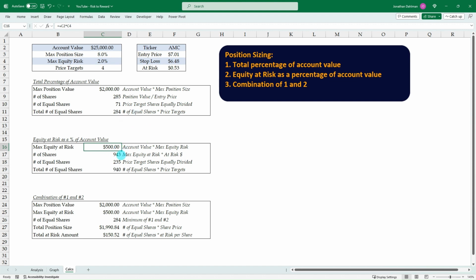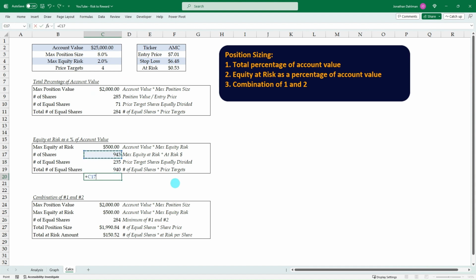And so to get the number of shares, you would take the max equity at risk value, that $500, divided by how much per share you're going to risk. So in this case, it's 53 cents, which is just the difference between your entry price and your initial stop loss. So 53 cents, which is the $7.01 minus our stop loss value of 6.48. So that gets us to 943 shares, which is much greater than the first method.